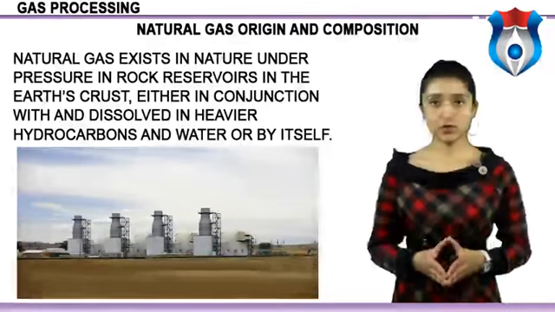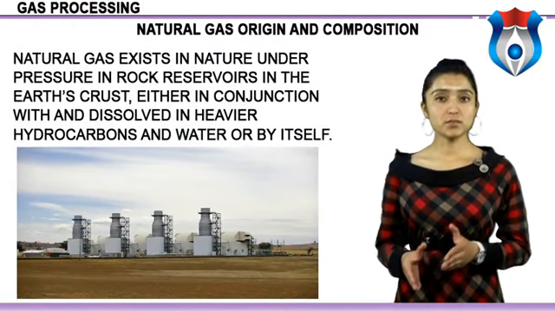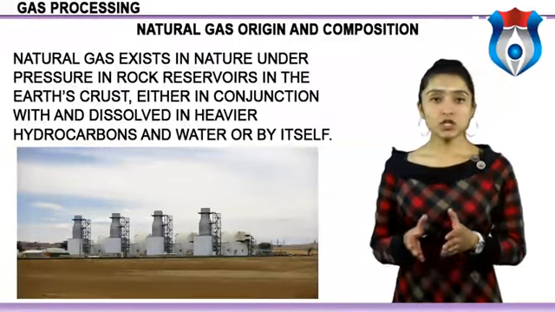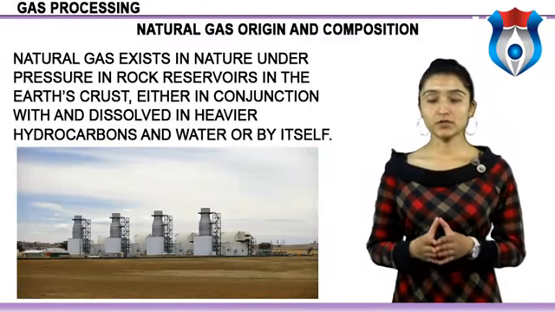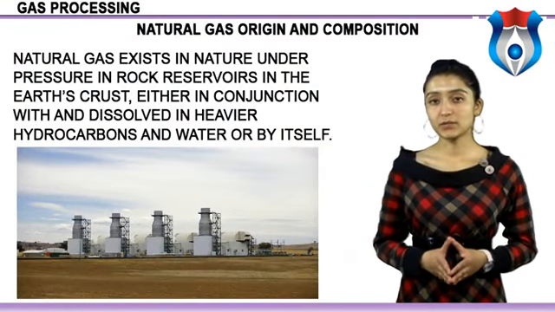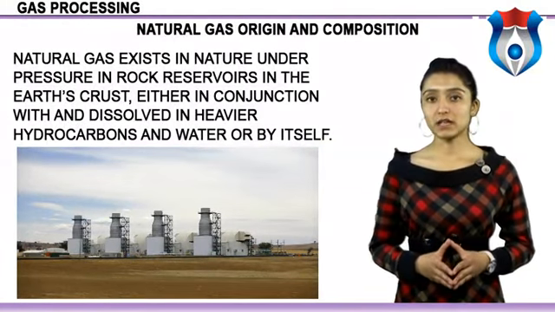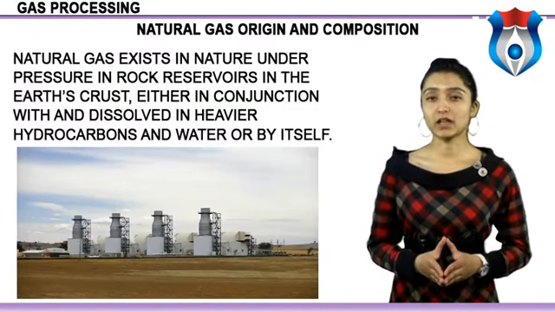Natural gas has been formed by the degradation of organic matter accumulated over millions of years. Two main mechanisms, biogenic and thermogenic, are responsible for this degradation. Biogenic gas is formed at shallow depths and low temperatures by the anaerobic bacterial decomposition of sedimentary organic matter.